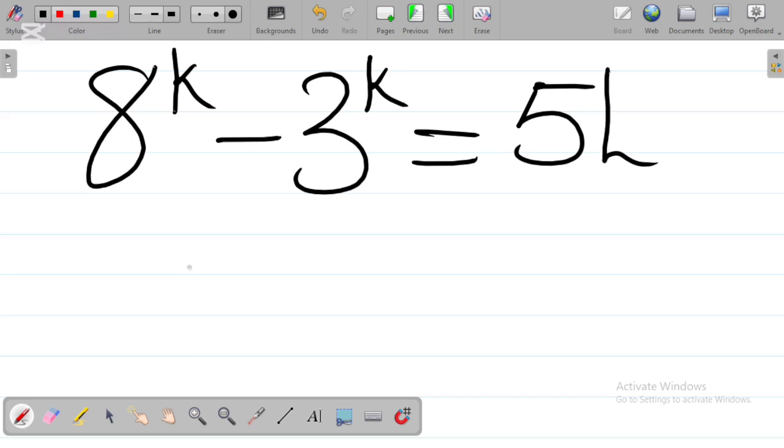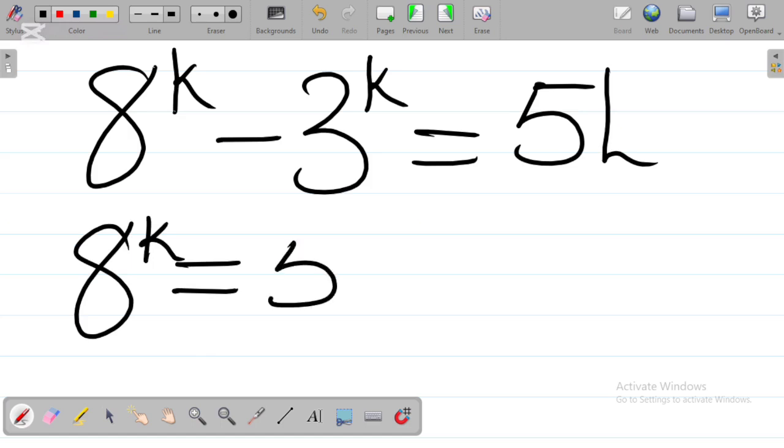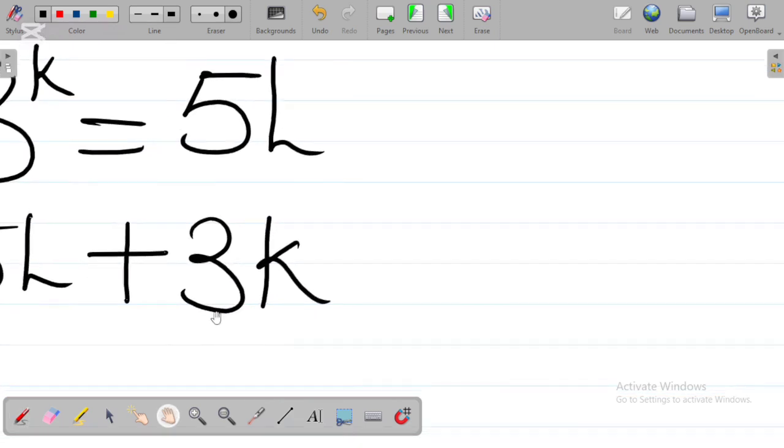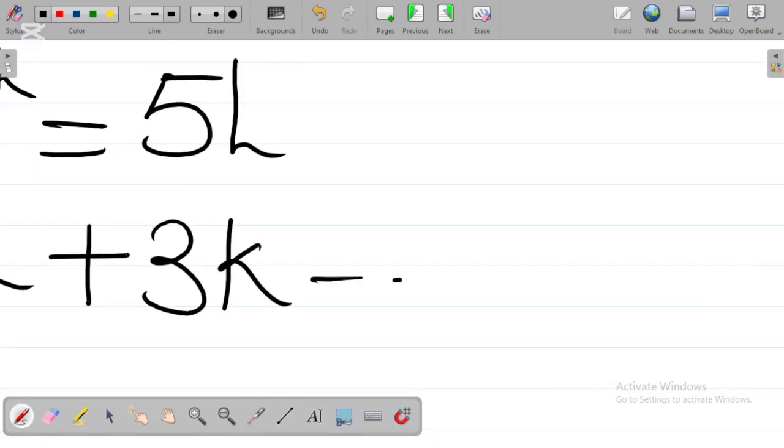Okay, at this point, let's make 8^k the subject of the formula. So if we make 8^k the subject, we would have 8^k is equal to 5L, and then negative 3^k moves over to the right-hand side, it becomes positive 3^k. Alright, let's call this equation 1.